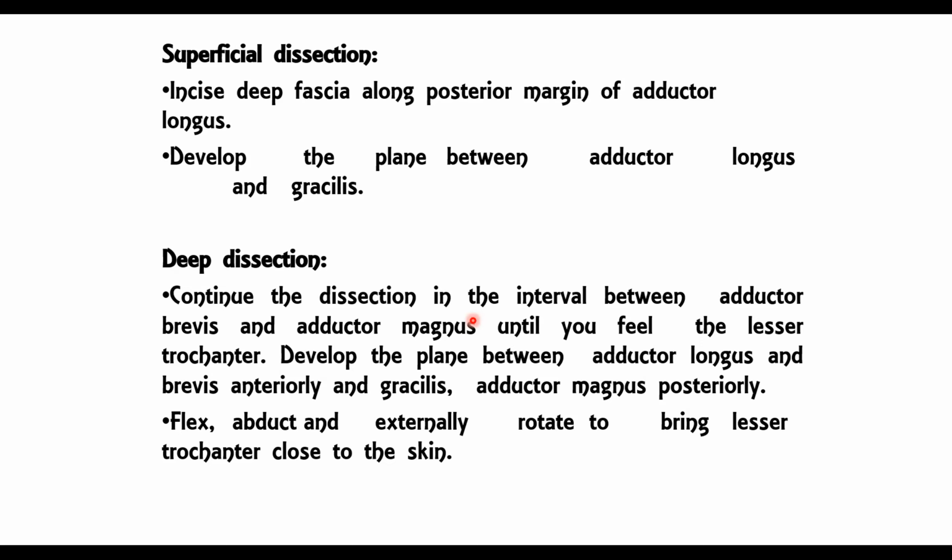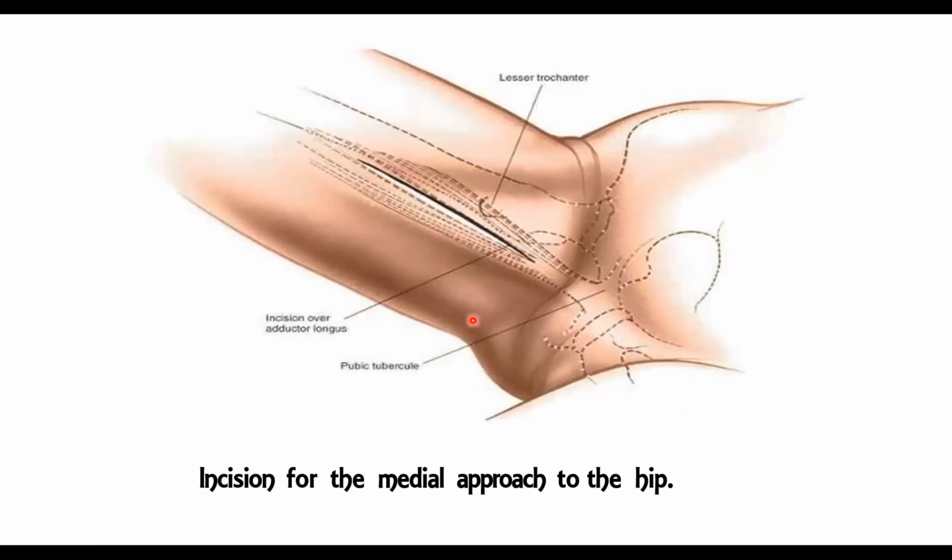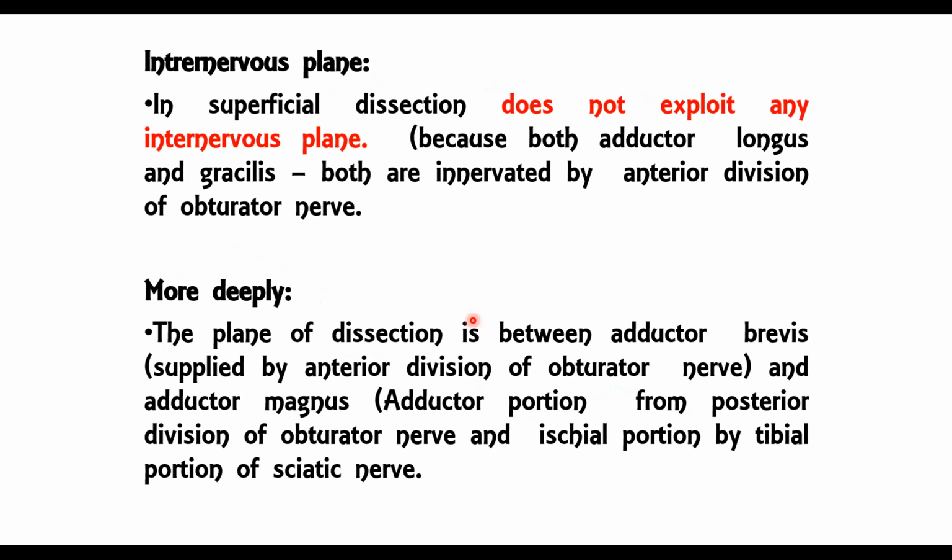You need to feel the lesser trochanter. Develop a plane between. You all know, I already told, the superficial plane is between the adductor longus and gracilis. The deep plane is between the adductor magnus and adductor brevis. So this is the incision for the medial approach, that is over the adductor longus tendon.